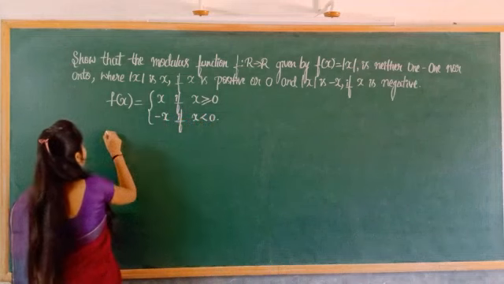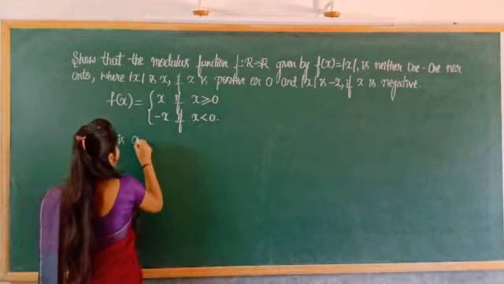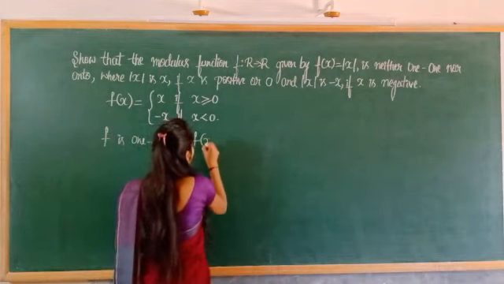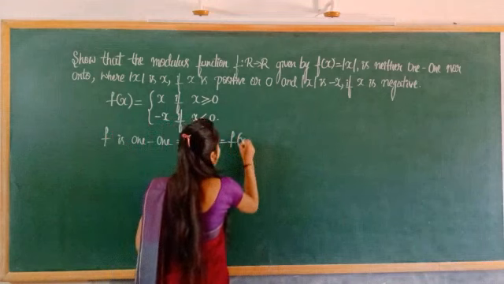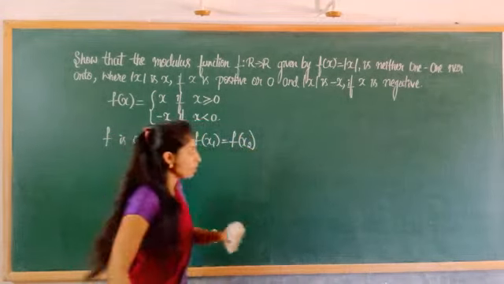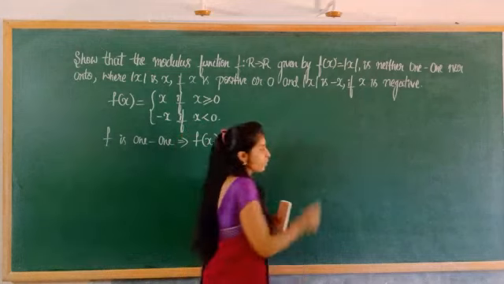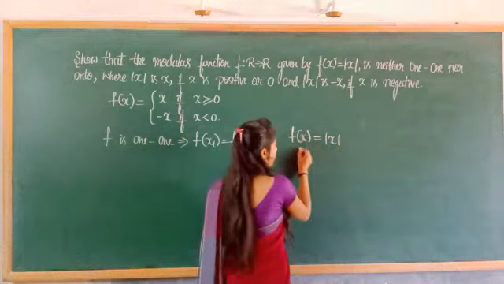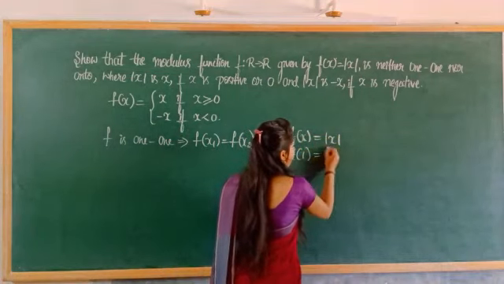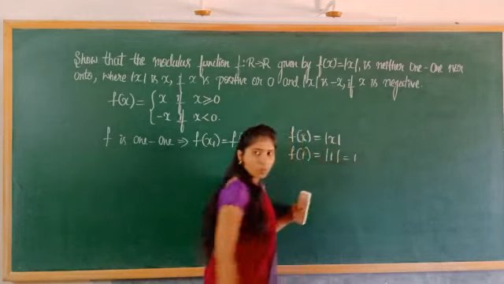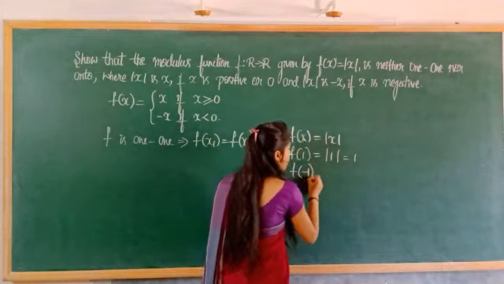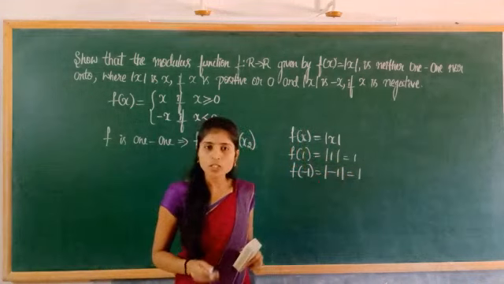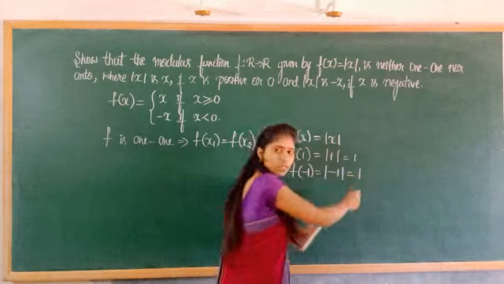Now the first one: is f one-one? For one-one, the condition is f of x1 is equal to f of x2. See here, in the modulus function you can take any value. f of x is equal to mod x, right? Suppose you take the value of x as 1, within the mod you will get 1. If you take minus 1, within the modulus minus 1 also you will get 1 only. In mod, you take positive or negative value, then you will get positive value only, right?